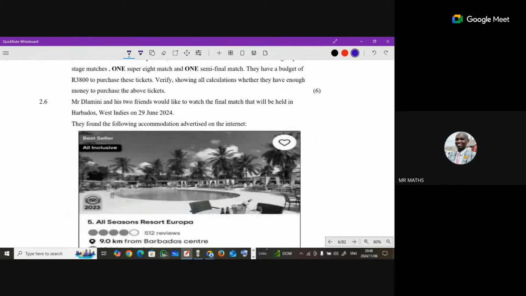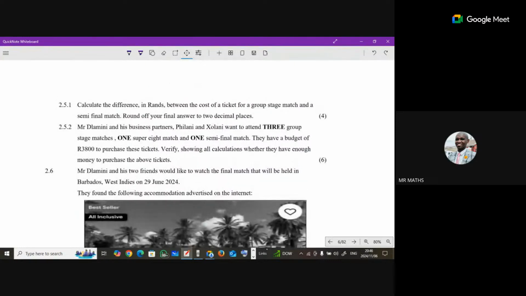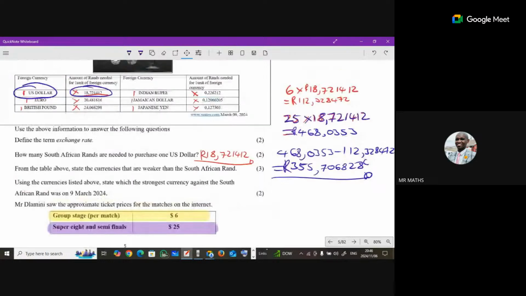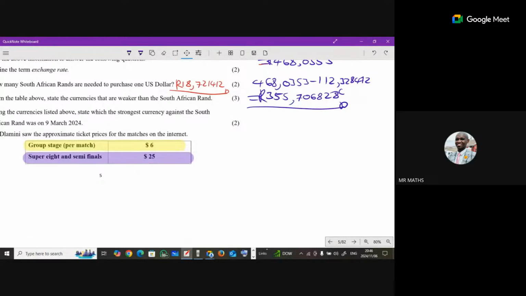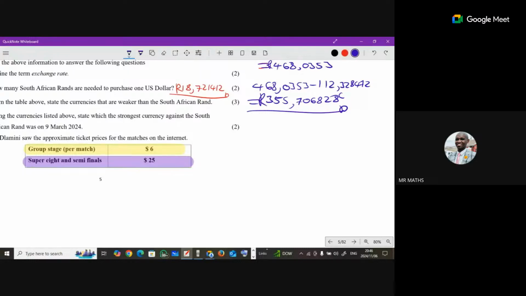This question was question 2.5.1. In 2.5.2, okay, or let us make a second option. Another person would say, what I decided is to first find the difference in dollars, then convert the difference. So take $25 minus $6, then that will give him $19.